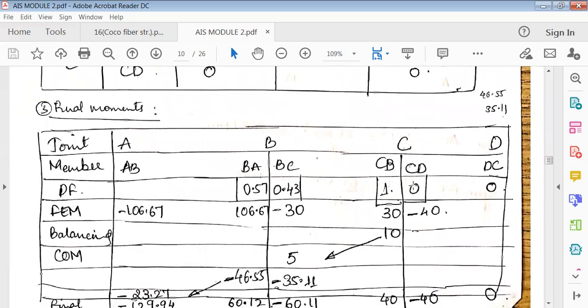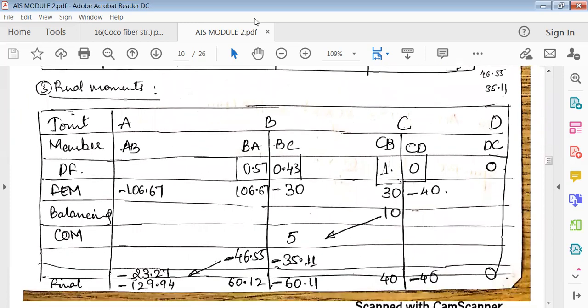All right. Next are the final moments. In the final moments, it is A, B, C, and D. You have to draw the complete beam only and draw the table.